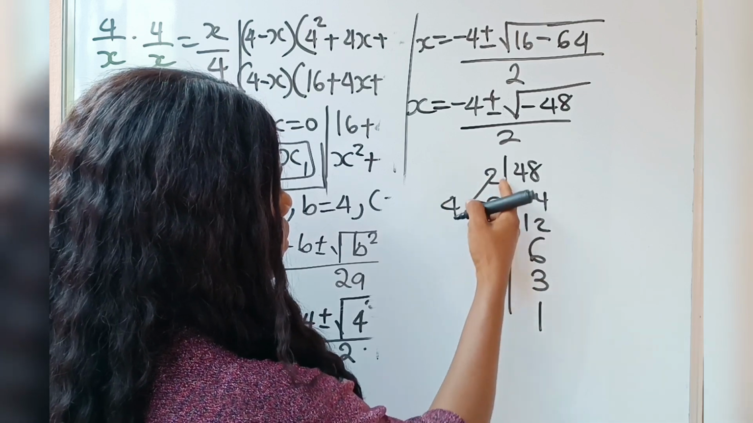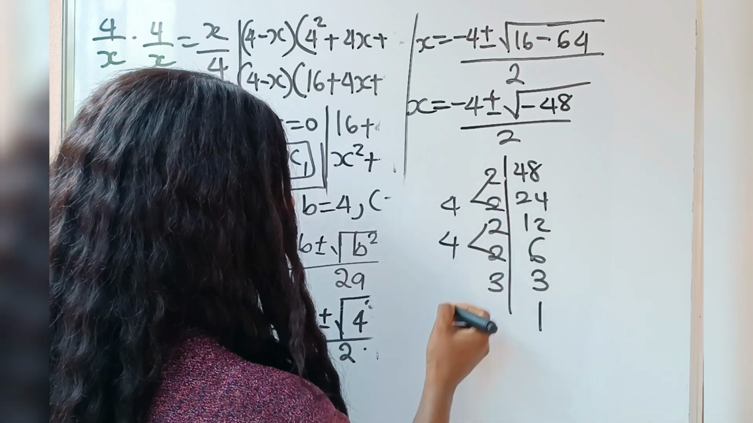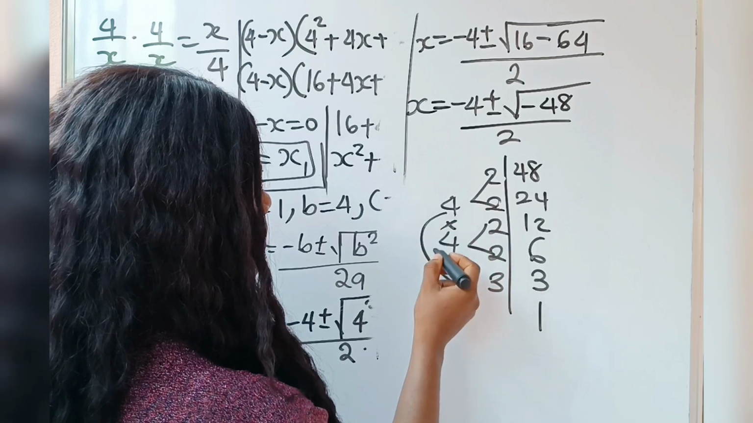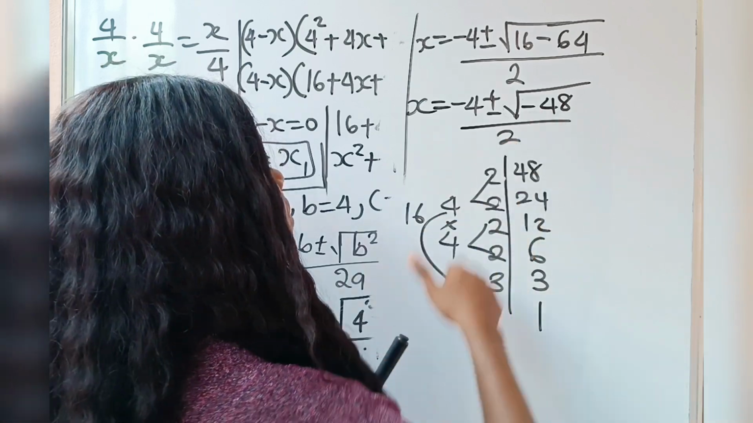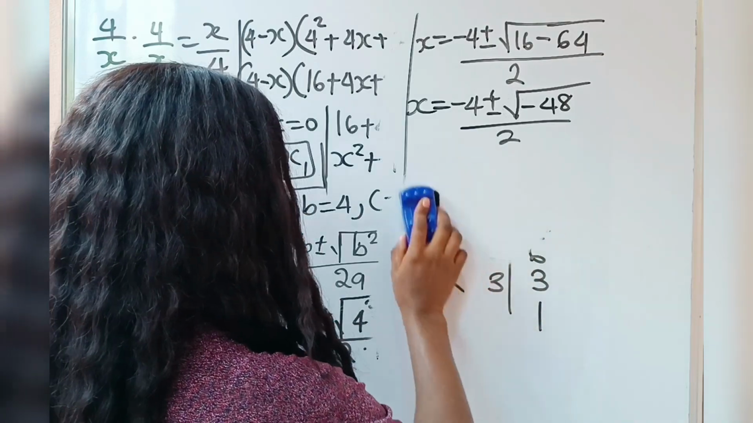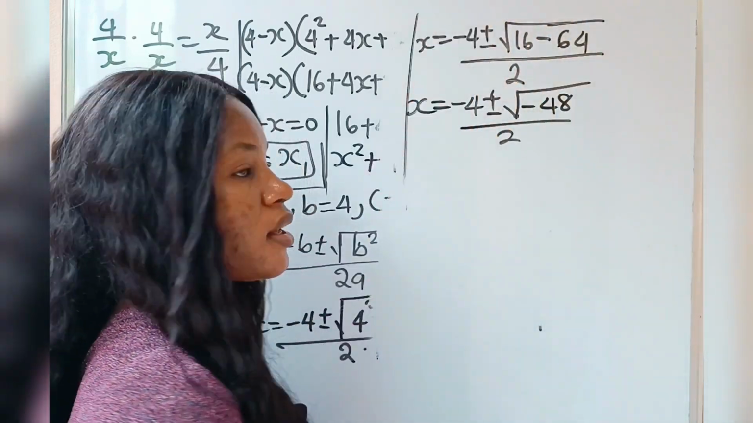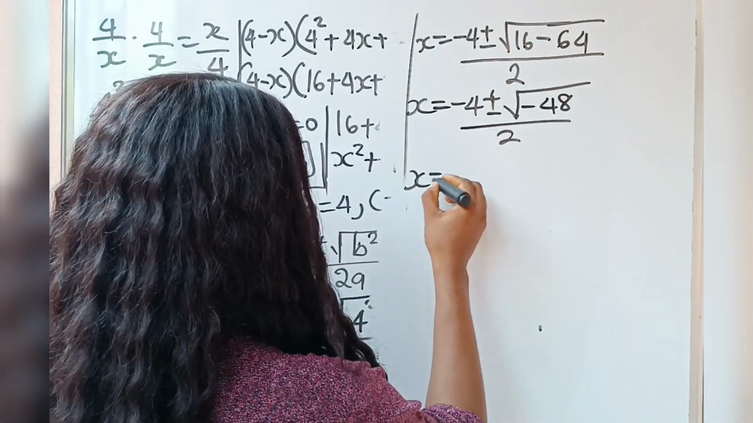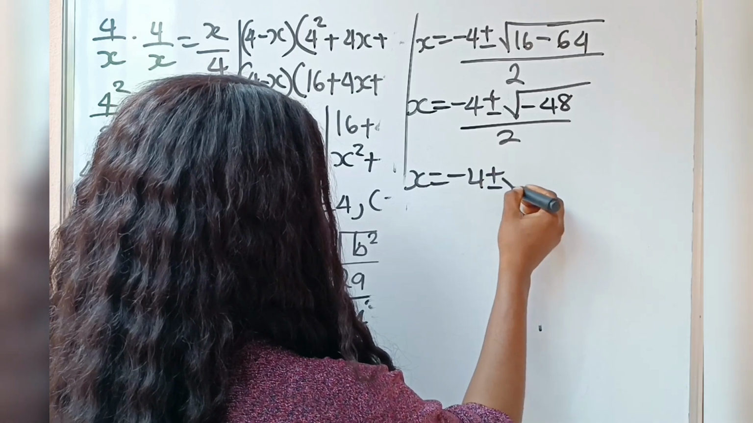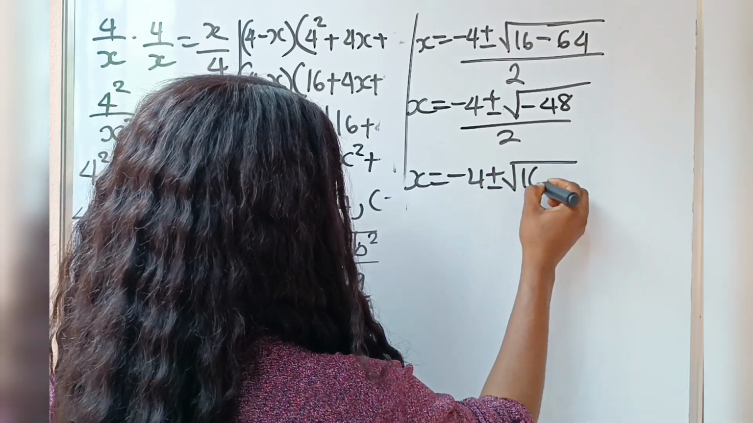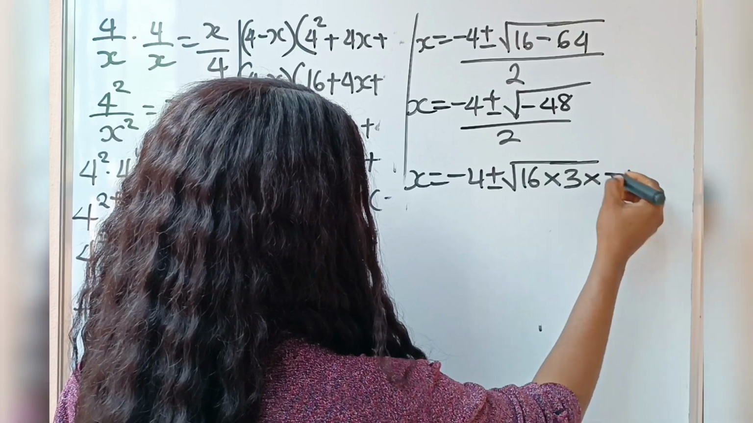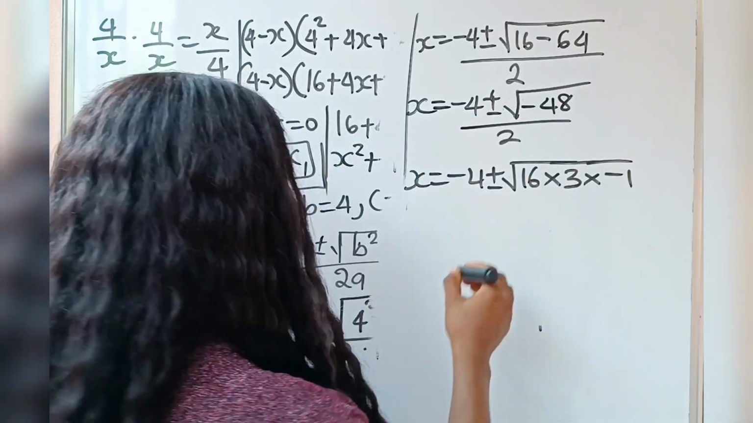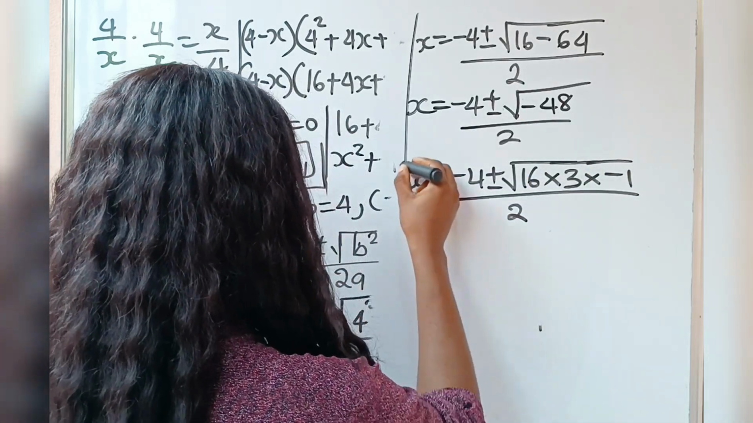So this is 2 times 2 is 4, 2 times 2 is 4. So you can see that 4 times 4 is 16, 16 times 3 will give us 48. So we are going to use the 16, right? 16 is the perfect square. So x is equal to minus 4 plus or minus square root of 16 multiplied by 3 multiplied by minus 1 because of the negative sign, everything divided by 2.